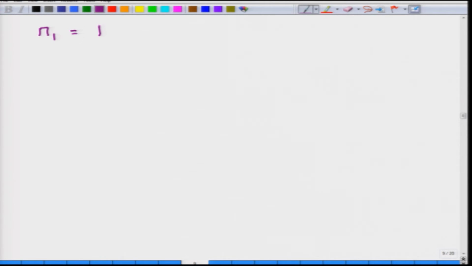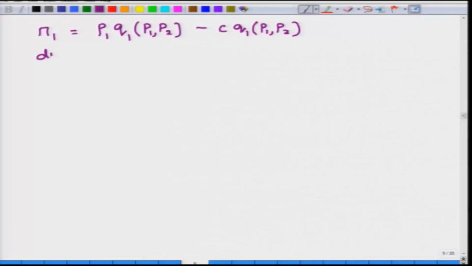So, the total revenue essentially is P1 times Q1, which depends on P1 and P2, minus the total cost. Well, the total cost is C times Q1 of P1, P2, right. So, what is firm 1 doing? Firm 1 is choosing its price P1 to maximize the profit, by taking a particular price P2 as given. So, firm 1 believes that firm 2 is choosing a price P2. For that price P2, what is my best response?